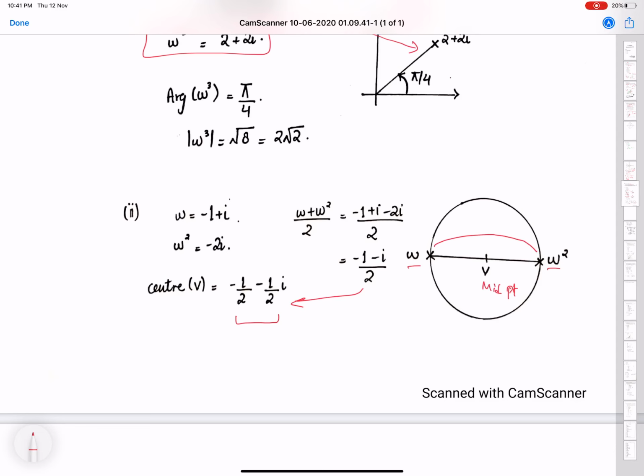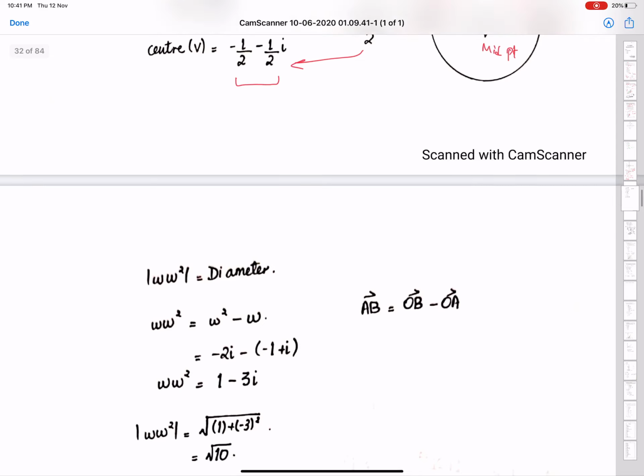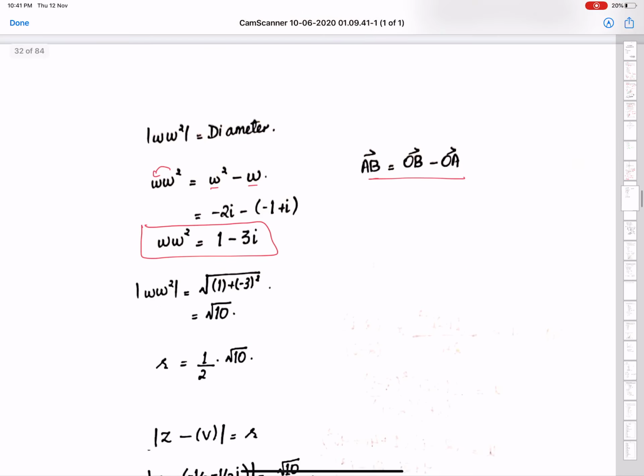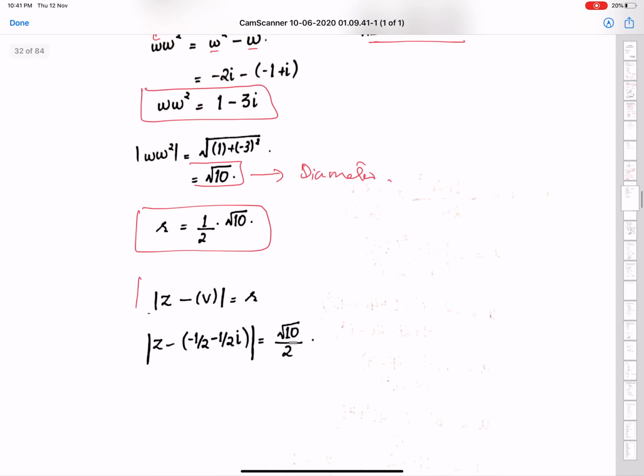So first find w square. w square can be found like this, w square minus w, by using the vector method. So this is w square. Now get the distance, the length of this, under root 10. This is the length of the diameter. You know, the radius is half of the diameter, so this is the radius. Now this is the equation of a circle. Substitute the center here and the radius here.